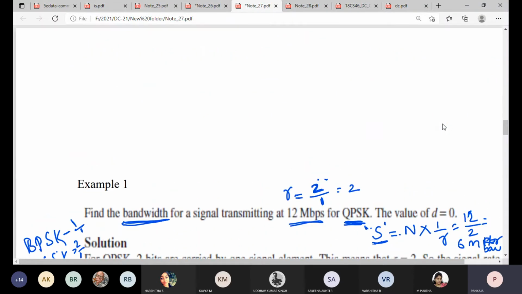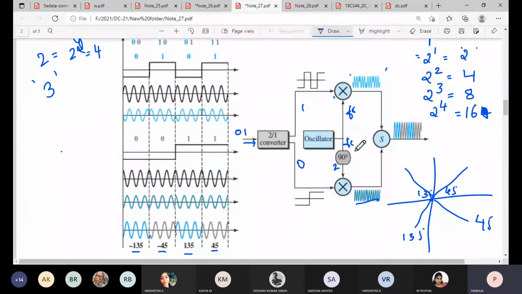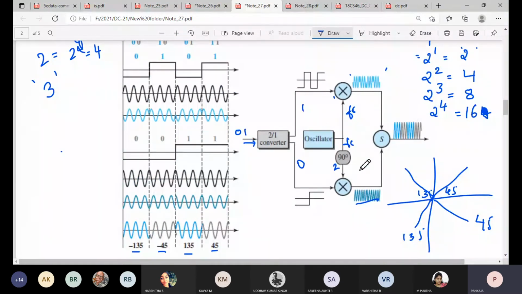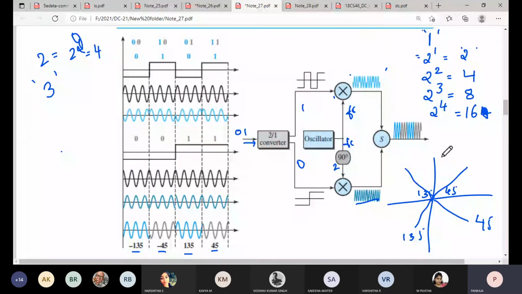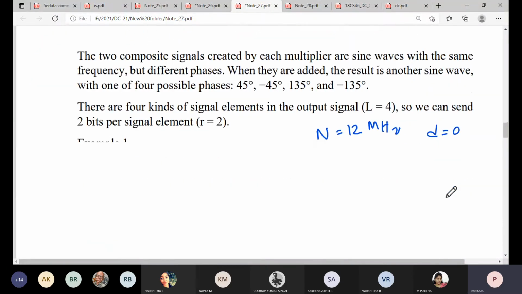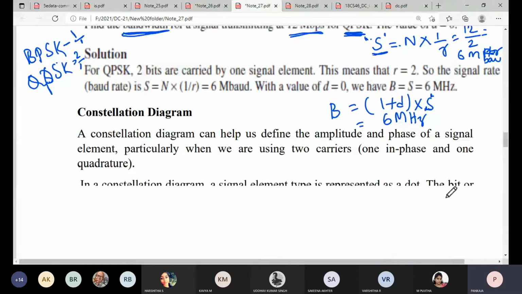And this diagram is very, very important. So how can you do the phase shifting for each data element? If you want different degrees to represent four different elements, you need four different phases. That is done with the help of this shifting. Whatever carrier frequency is generated by the oscillator should be shifted by 90 degrees each time, so that you will get four different phases to represent the data.